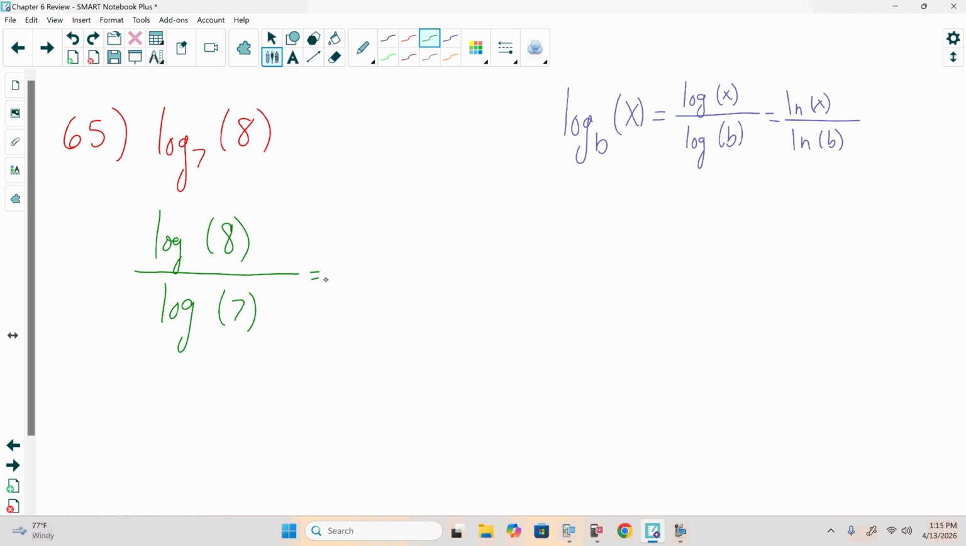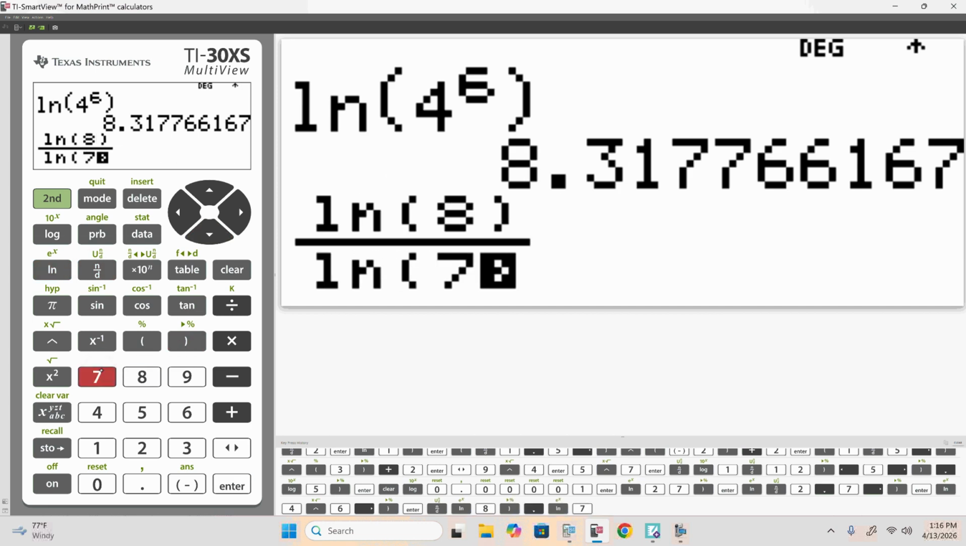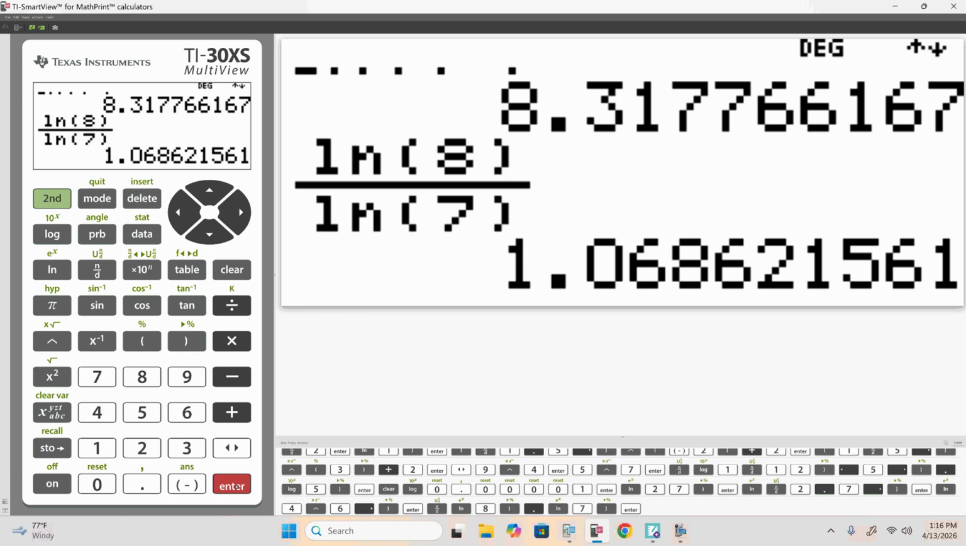If we wanted to write it in terms of natural logs, it'd be the natural log of 8 over the natural log of 7. We ready to evaluate this? Natural log of 8 over the natural log of 7 is 1.06862, so 1.069.